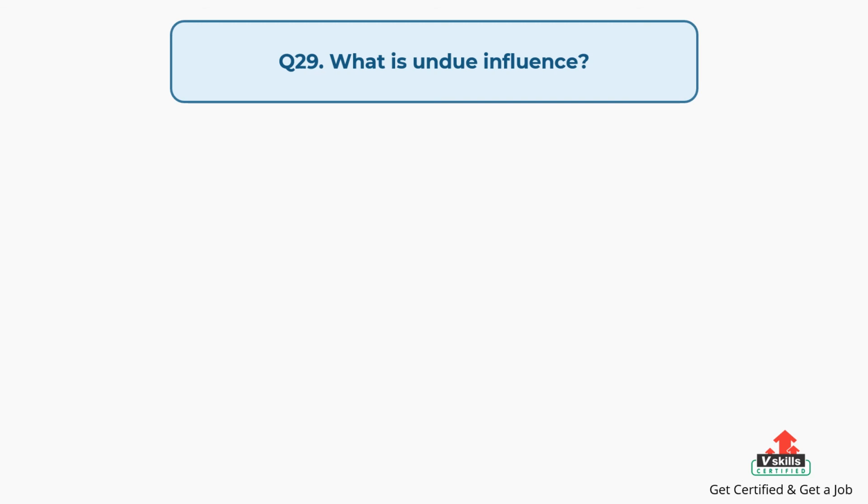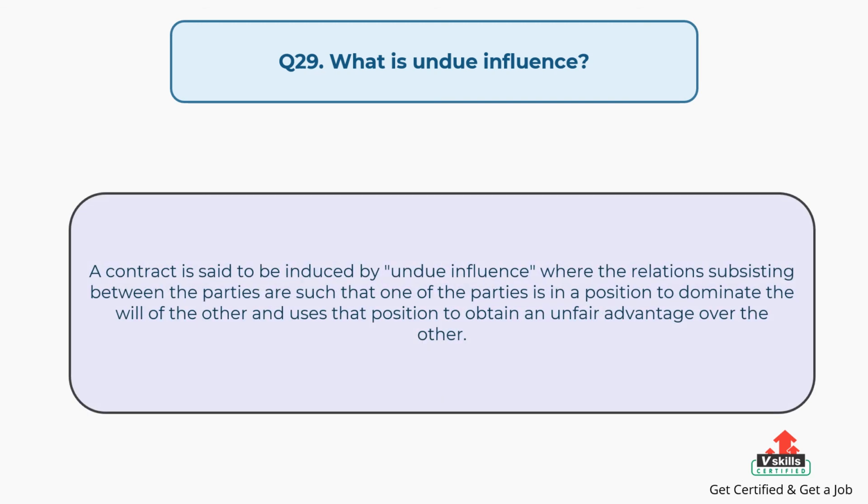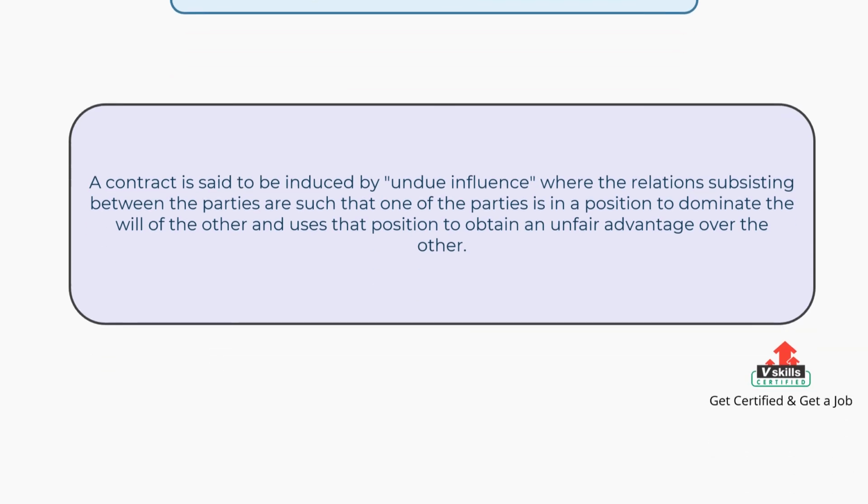Question number 29. What is undue influence? The answer is, a contract is said to be induced by undue influence where the relations subsisting between the parties are such that one of the parties is in a position to dominate the will of the other and uses that position to obtain an unfair advantage over the other.